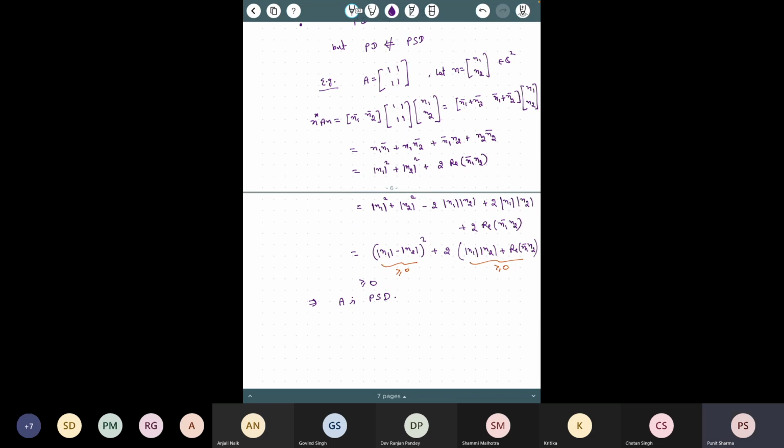But can you say that A is positive definite from here? So we have seen that x star Ax is always greater than or equal to 0 for all x. But can we say that this is greater than 0 when x is non-zero, for this matrix A here? No, sir. No. Why?